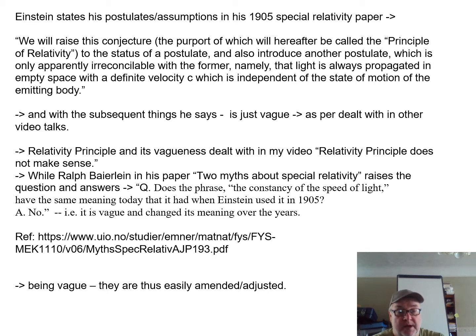Relativity principle and its vagueness is dealt with in my video entitled Relativity Principle Does Not Make Sense, while Rolf in his paper Two Myths About Special Relativity points out that whatever is supposed to be meant by a constancy of the speed of light has changed over time, i.e. its vague idea has changed its meaning over the years. Being vague, they are thus easily amended and adjusted.